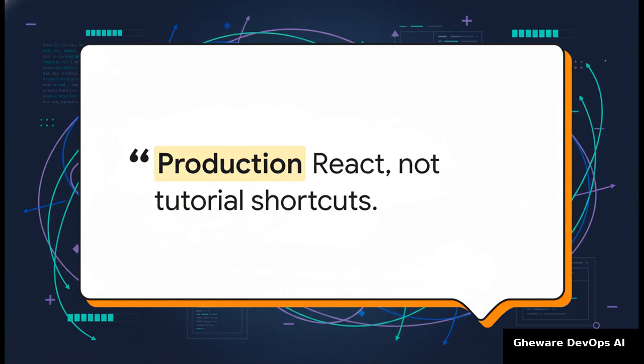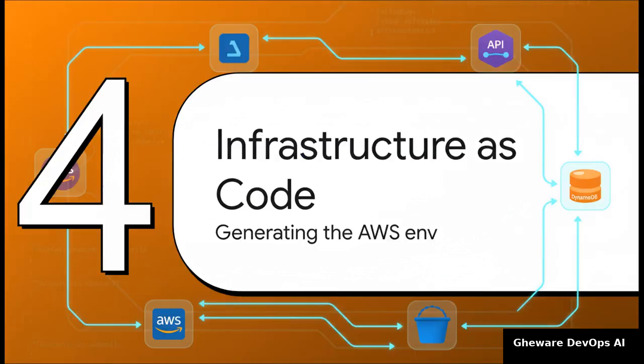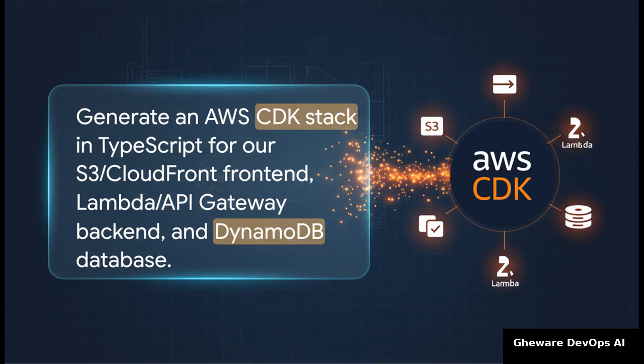We're building something solid and maintainable right from the start, not some flimsy demo that we'd have to completely rewrite later. Okay, so we've got our front end, we've got our back end. Now, where are we going to run this thing? We need some infrastructure. And guess what? It all starts with another prompt.